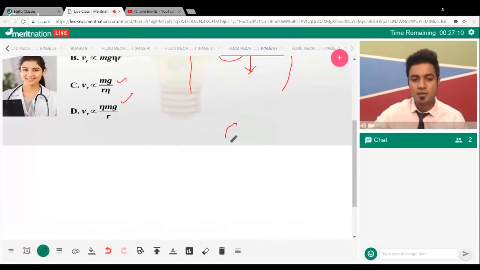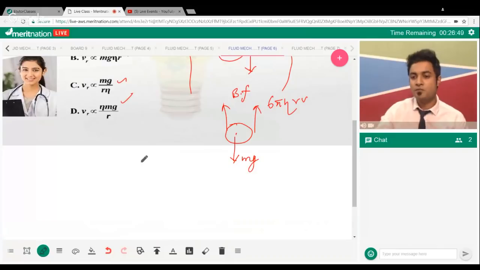Suppose this is a ball. Of all the forces, one is mg, the weight of the body, acting in the downward direction. Here the buoyant force would be acting, and one more force would be acting according to Stokes law, the viscous drag, that is 6 pi eta r v. That's what we do, right?